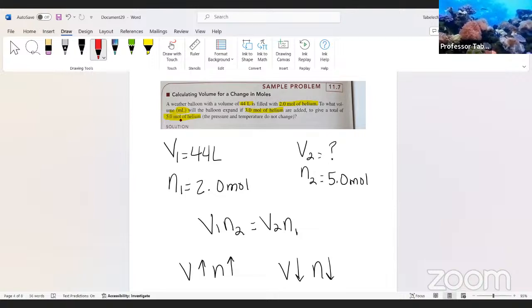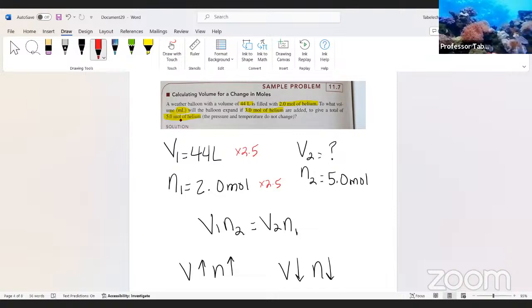Similar to Charles' law. So just so you guys can figure this out to guesstimate what the answer should be, take a look. Notice how your moles was 2.0, right? And then it went up to 5. So just by looking at this alone, this tells me that my moles doubled and a half. It went up by 2.5. So guess what your volume is going to do? It's going to also go up by 2.5.